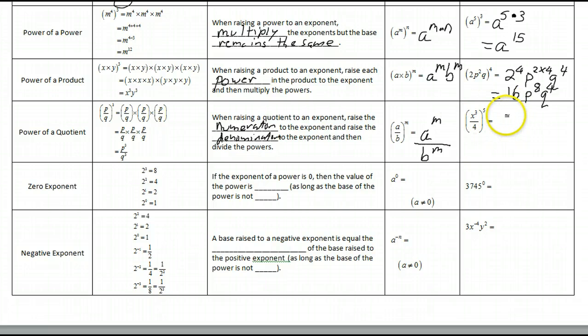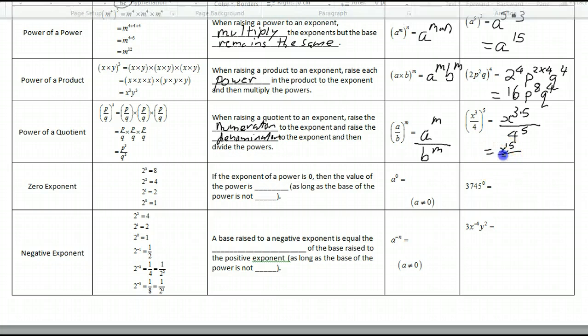x cubed to the 5th. This becomes x to the 3 times 5 over 4 to the power of 5. Right, 4 to the 5th, which will be x to the 15th over 4 to the 5th, and 4 to the 5th is 1024, right, 1024. Okay, let's finish this off.